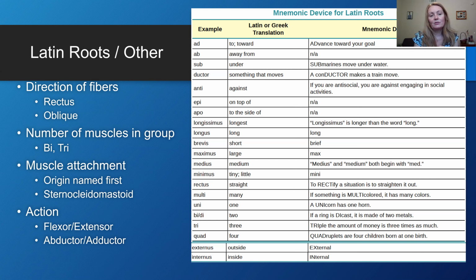We can name muscles based on muscle attachment. Sternocleidomastoid. Sternocleido means the origin is at the sternum and the clavicle, and then it inserts in the mastoid process of the temporal bone, right? So that's this muscle, sternocleidomastoid. And we can use actions: flexor digitorum longus, extensor digiti minimi, or abductor longus, adductor, right?